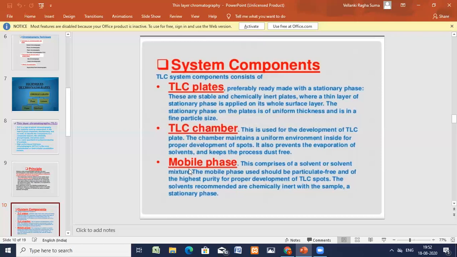And coming to the mobile phase, it comprises a solvent or solvent mixture. The mobile phase used should be particulate free. It shouldn't have any particles, should be completely in the dissolved state, and should be pure for proper development of the TLC spots. The recommended solvent is chemically inert with the sample. It shouldn't react with the sample, that is, the stationary phase. So these are the components for TLC.